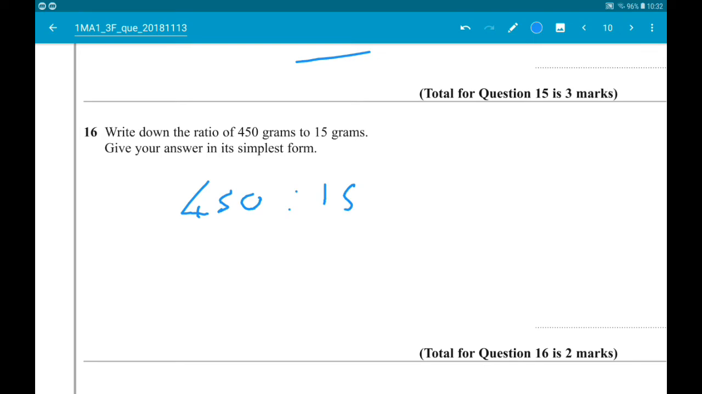Okay, so we want to cancel out any common factors. So both sides have a factor of 5. So if we divide both sides by that, we would get 90 to 3. Then there's a common factor of 3, so it's 30 to 1.